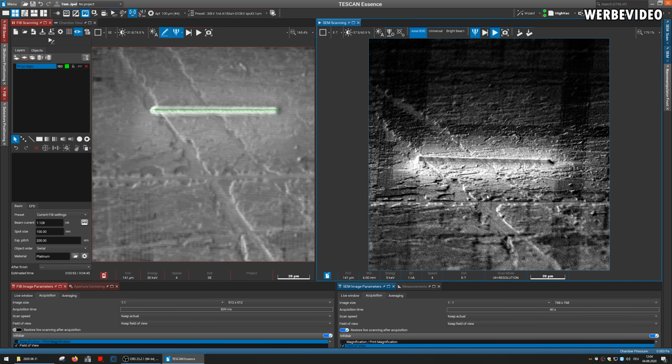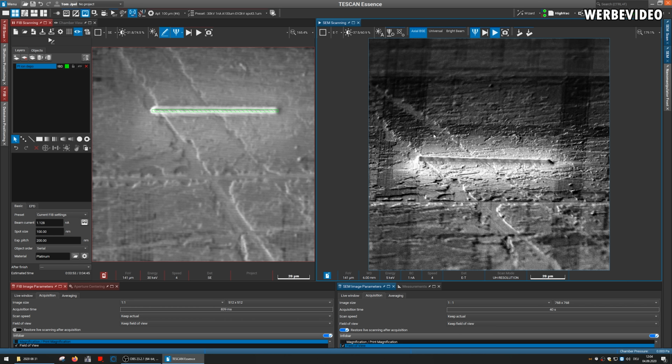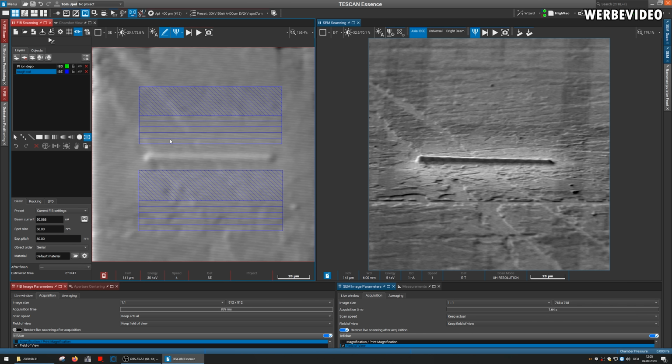And on the right side you can see the live SEM image where you can see the platinum layer building up. Everything of course is time-lapse for you because this process in reality is taking several hours.